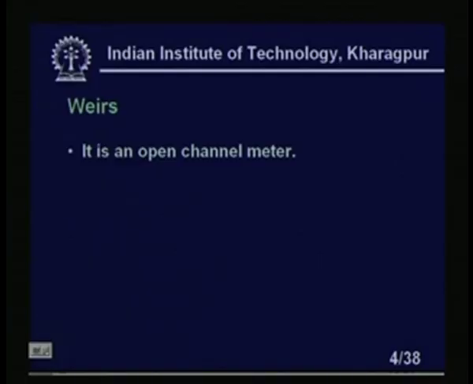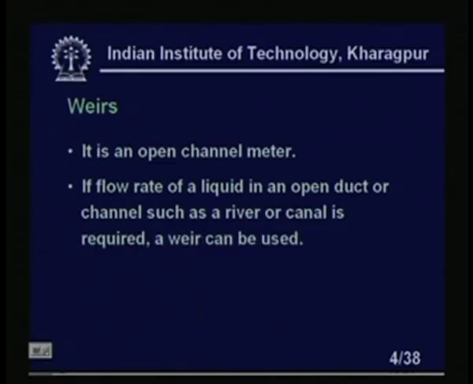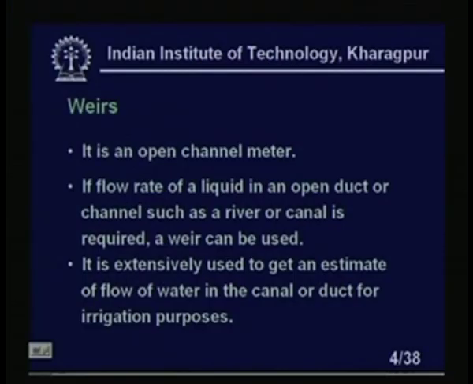Now, let us look at the weir. The weir, you see, is first of all an open channel meter. I told you repeatedly, it is an open channel meter, not a closed channel meter. Now, if the flow rate of a liquid in an open duct or channel such as a river or canal is required, a weir can be used. As I said, there is no other alternative than using a weir. It is extensively used to get an estimate of the flow of water in a canal or duct for irrigation purposes.